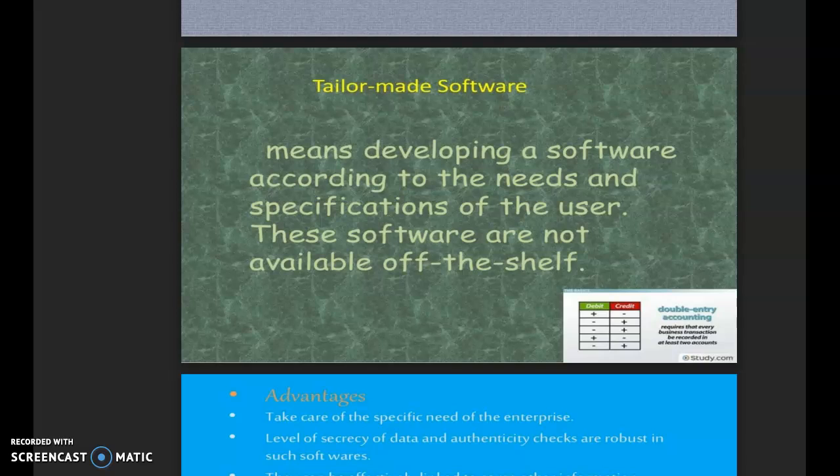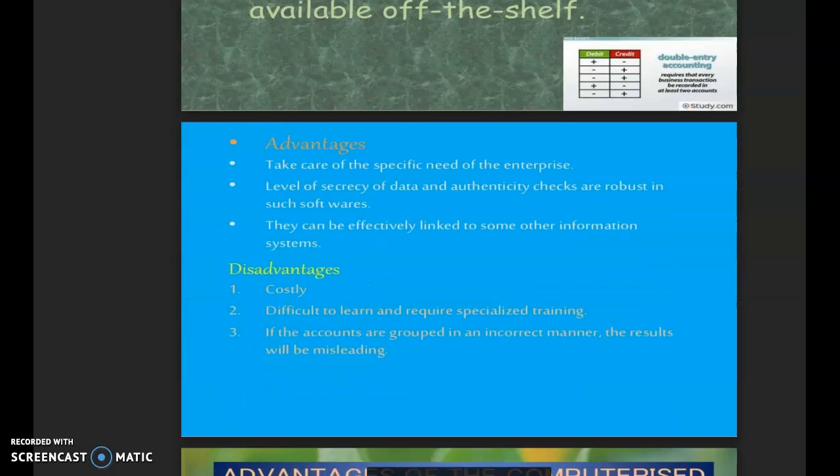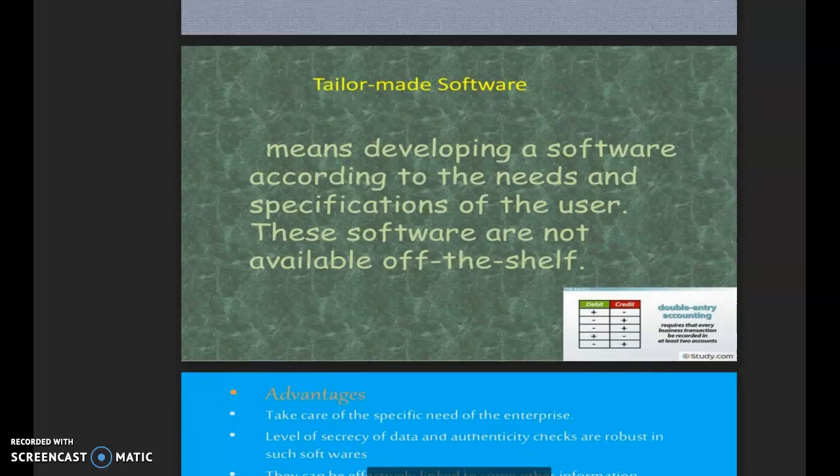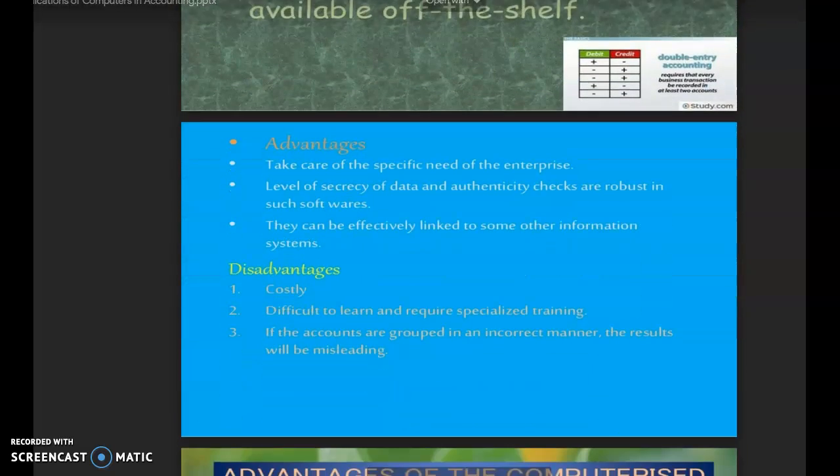So same way here, tailor-made software means developing a software according to the needs and specification of the user. Whatever the needs and specification of the user are, the software is amended accordingly. These softwares are not available off the shelf in the market directly. You have to purchase a software and then make the alterations or changes in that software. Now, what are the advantages and disadvantages of tailor-made software?